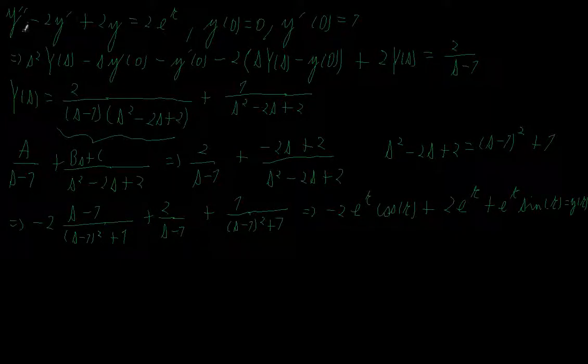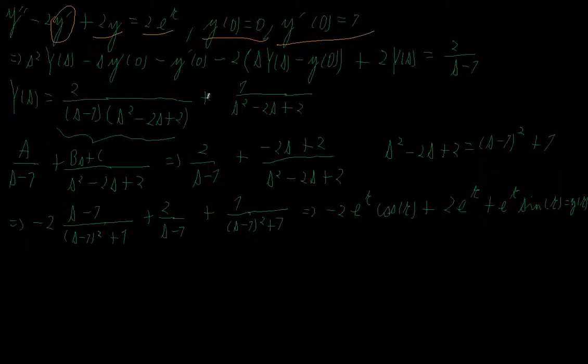So I want to solve the differential equation y prime prime, so the second derivative of y, minus 2y prime, so the first derivative of y, plus 2y is equal to 2 times e to the t. And I want to solve it using the Laplace transformation. So I have as initial conditions y of 0 is equal to 0 and y prime of 0 is equal to 1.